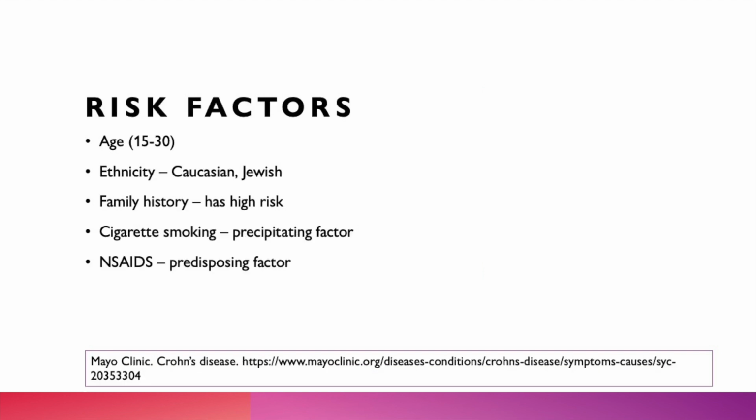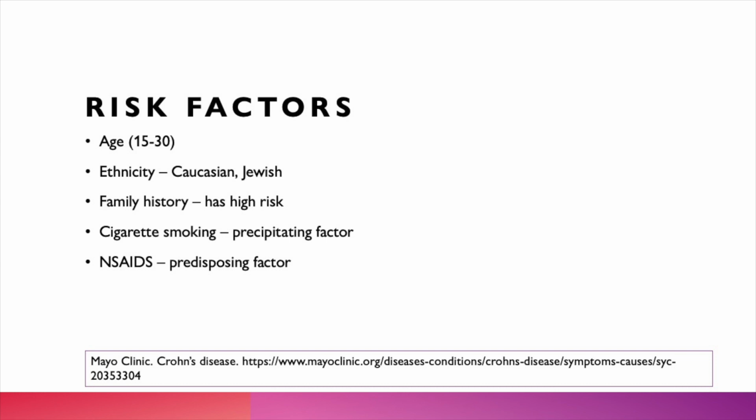So what are the risk factors? Age, 15 to 30, as some literature says. Other literature says 20 to 30. Our patient PT is 19 years old. Although the ethnicity is not indicated, the ones that are most commonly affected are Caucasians and Jewish people. Family history has high risk, in which the patient also has a family history of Crohn's.